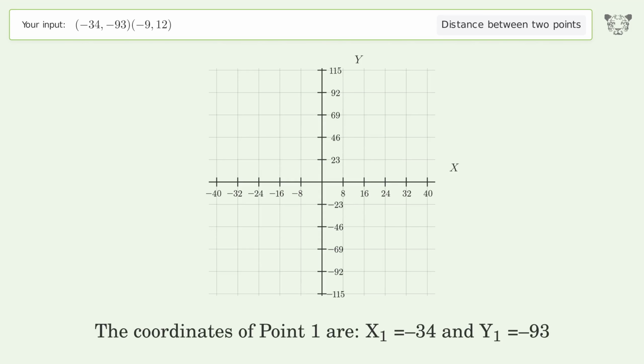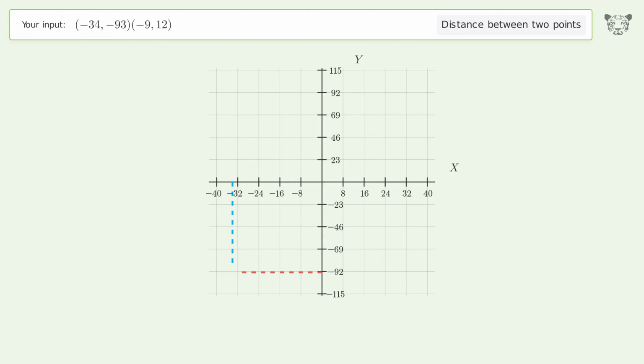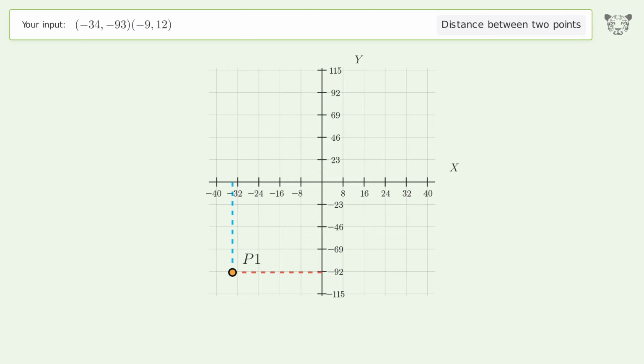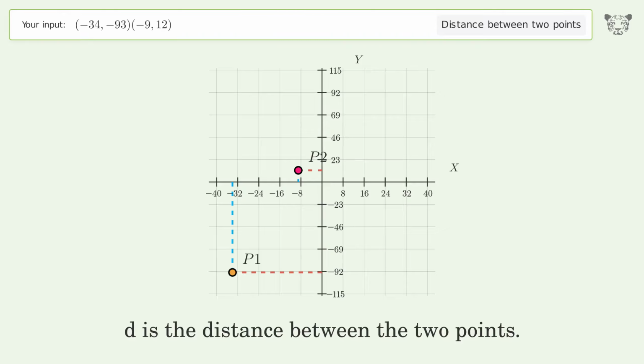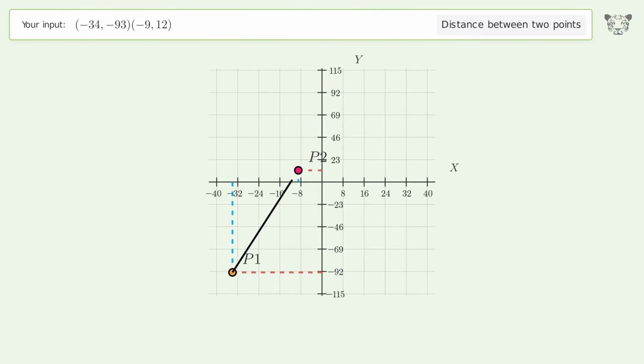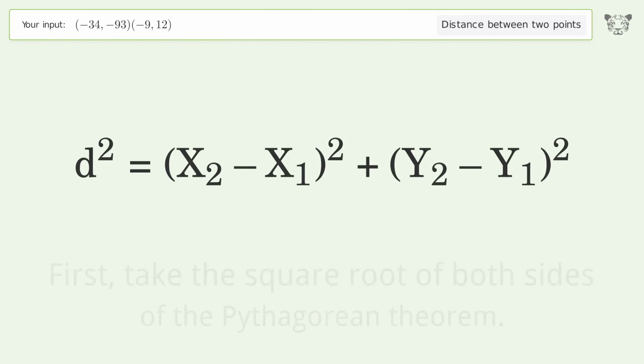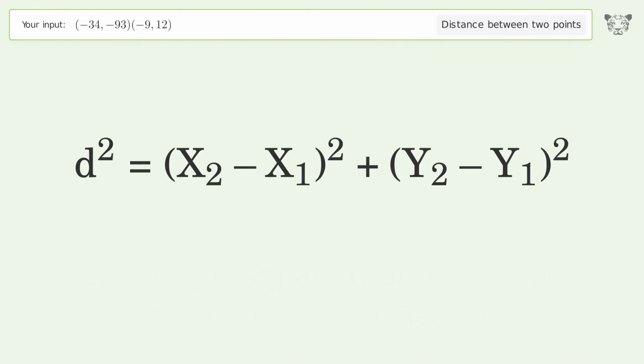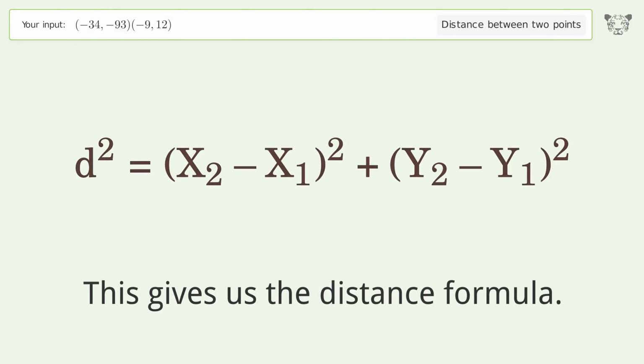The coordinates of point 1 are x1 equals -34 and y1 equals -93. The coordinates of point 2 are x2 equals -9 and y2 equals 12. D is the distance between the 2 points. First, take the square root of both sides of the Pythagorean theorem. This gives us the distance formula.